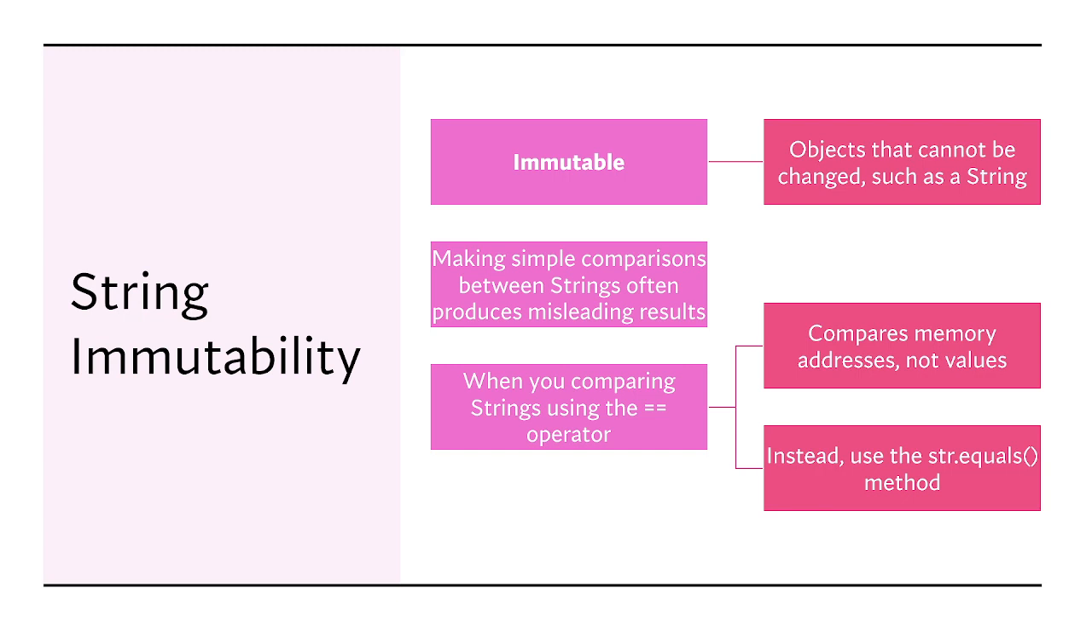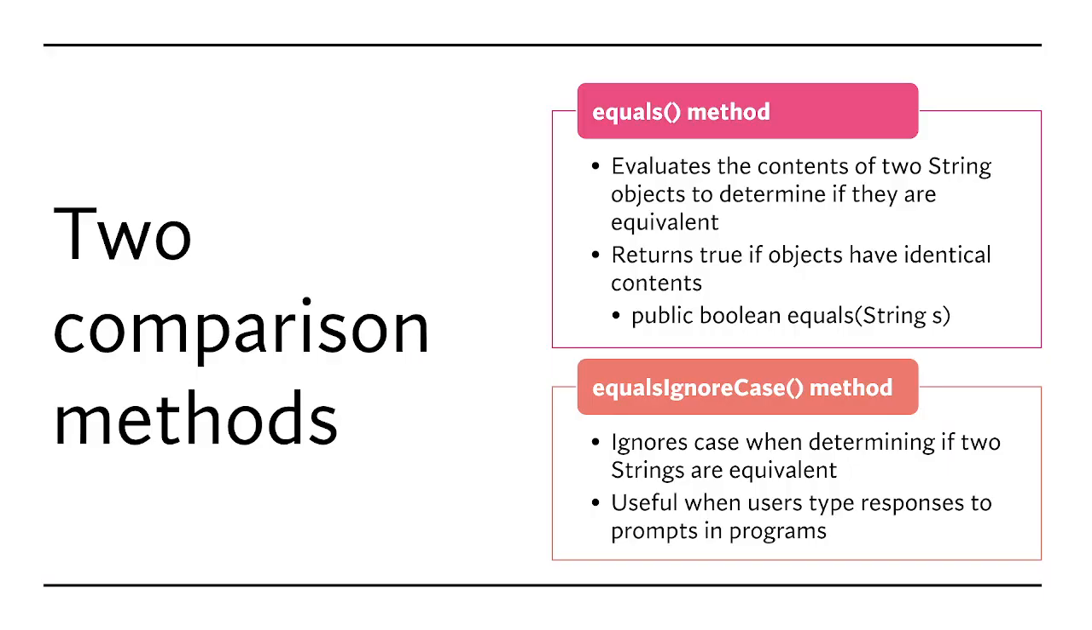Use the dot equals operator unless you're testing for aliases. That is, two particular memory variable names pointing to the same memory address. If you're checking for aliases, use two equal signs. If you're checking for just contents, use string dot equals. String dot equals evaluates the contents of two string objects to determine if they are equivalent. It returns true if the objects have identical content. So a capital letter, for example, will not return true if the case is different. And equals ignore case does ignore the case.